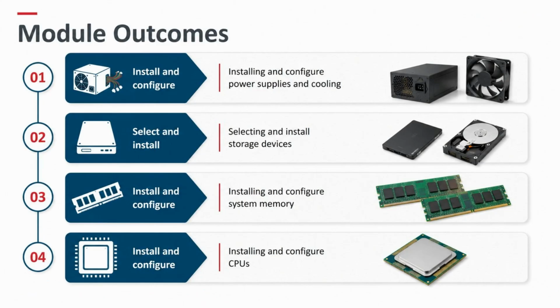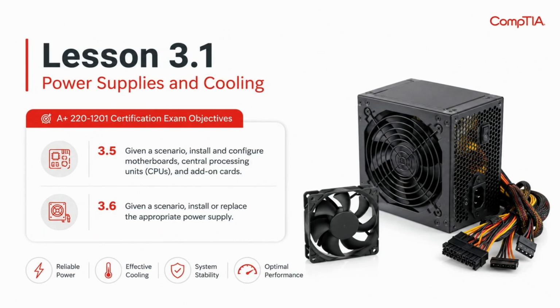In this module, you will learn to install and configure power supplies, cooling systems, storage devices, system memory, and CPUs. These 4 areas will serve as the foundation for our upcoming lessons. Lesson 3.1 focuses on power supplies and cooling. This covers 2 key A+ 201 objectives, installing motherboards and CPUs, and installing or replacing power supplies. We will examine how power is delivered and how cooling keeps your system safe.